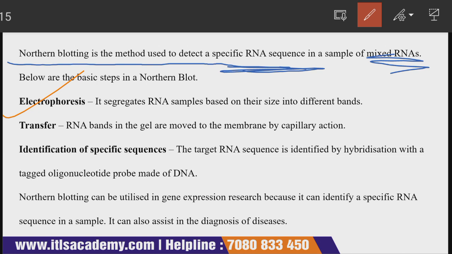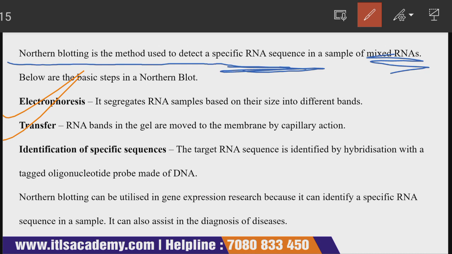Electrophoresis again segregates RNA samples based on their size into different bands. So what is the first step? It segregates the RNA samples based on their size into different bands. Now the second one is the transfer, meaning the RNA bands in the gel are moved to the membrane by capillary action.